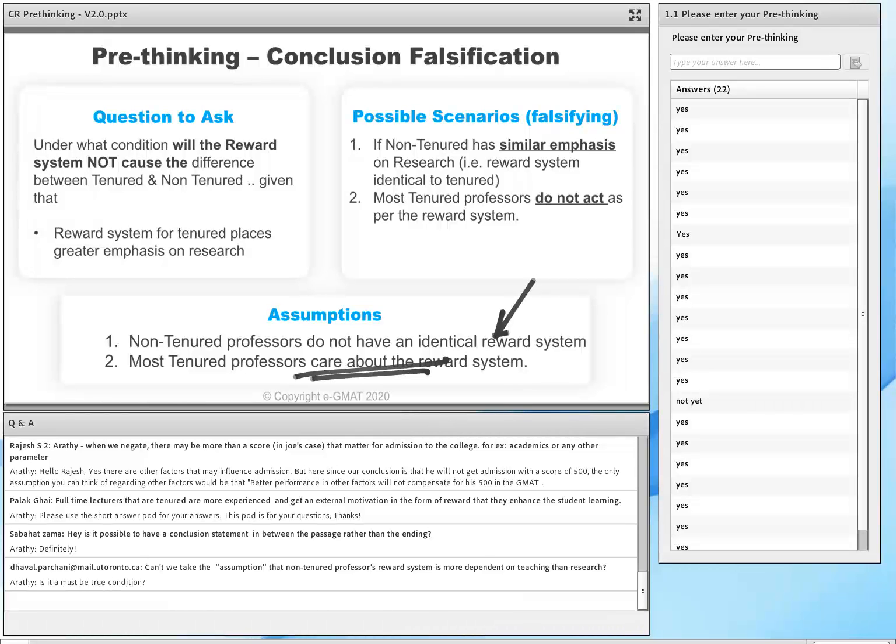So good question. These are breakdown scenarios or falsification scenarios, and these are simply saying that those scenarios should not be possible. Okay. Garios, does that make sense?